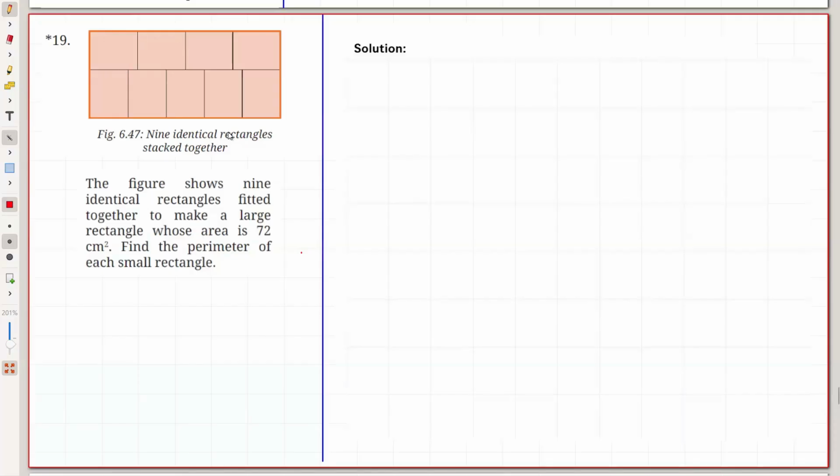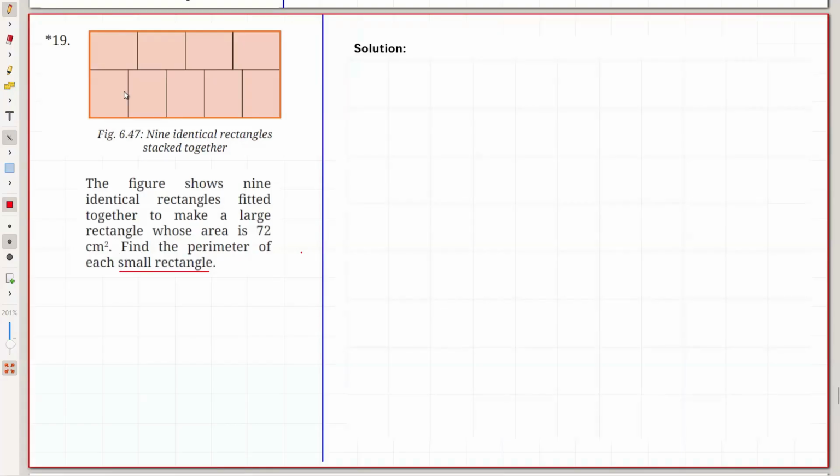9 identical rectangles stacked together. The figure shows 9 identical rectangles fitted together to make a large rectangle. The large rectangle area is 72 centimeters square. Find the perimeter of each small rectangle. So we have to find the perimeter of each small rectangle.